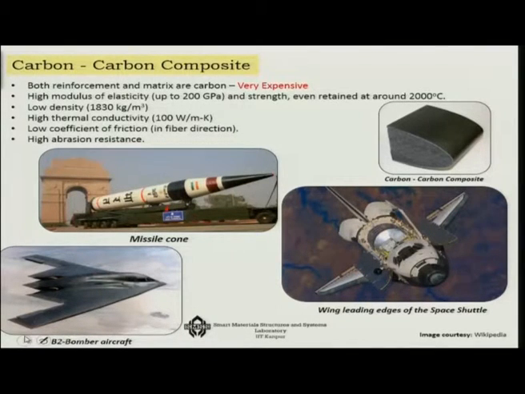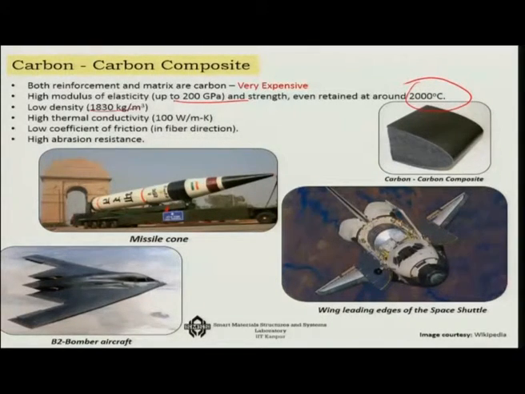Next is the carbon-carbon composites, where the carbon is the fiber and carbon is the matrix. So here it's very expensive because the procedure by which we do it is also very expensive. It has a high modulus of elasticity up to 200 GPa and strength, and it can retain its properties even up to 2000 degrees centigrade, which is a very high temperature.